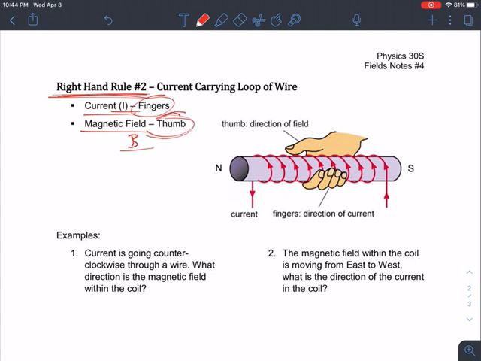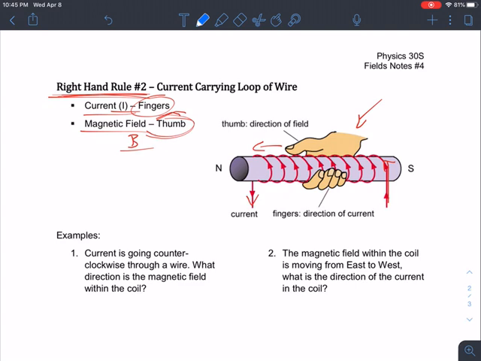Okay? And so what happens is, if the current is going like this, as you can see, it's going up and around and then down the end. So we're looking at this picture here. Then look how your hand goes, and your thumb is pointing in this direction, which means inside we've got a magnetic field.